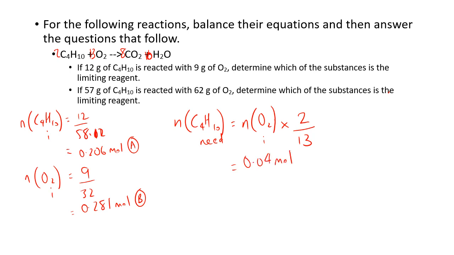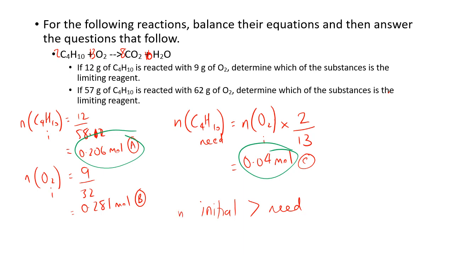Right, so which one of these two, this one or this one, is larger? We're going to save this one as C. Which one is larger? I, or initial, is greater than what we need. And you should really write it as n(C4H10) is greater than the number of moles of C4H10 that we need. We just need that there. So we have more than we need.